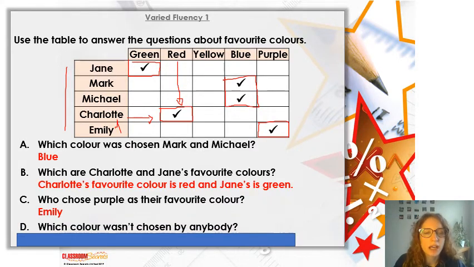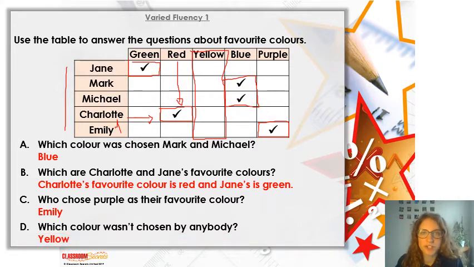Which colour wasn't chosen by anybody? Okay, so we can have a look. So green has got 1 tick, so we can ignore that one for now. Red has got 1 tick. Yellow is completely empty. Okay, so we can see that yellow wasn't chosen by anybody. Well done if you managed to answer all of those questions.